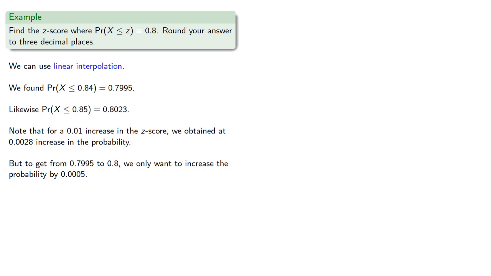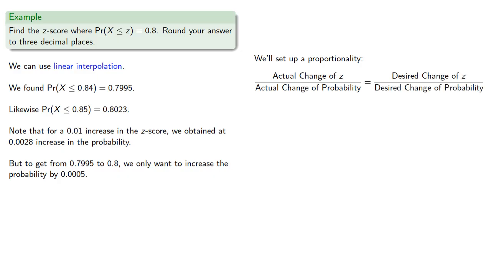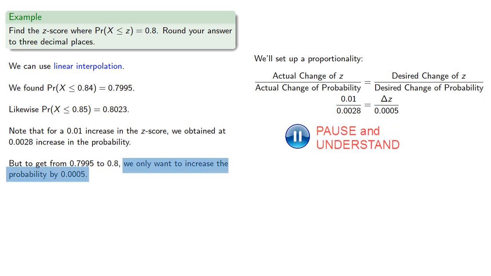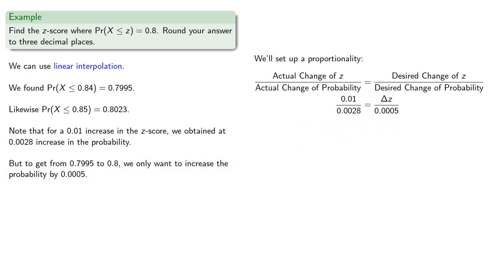So we'll set up a proportionality. The actual change in z to the actual change in probability equals the desired change in z to the desired change in probability. Now our actual change was an increase of 0.01 for an increase of 0.0028. The desired change, well, we don't actually know how much that is, but we do know how much we want to increase the probability by.